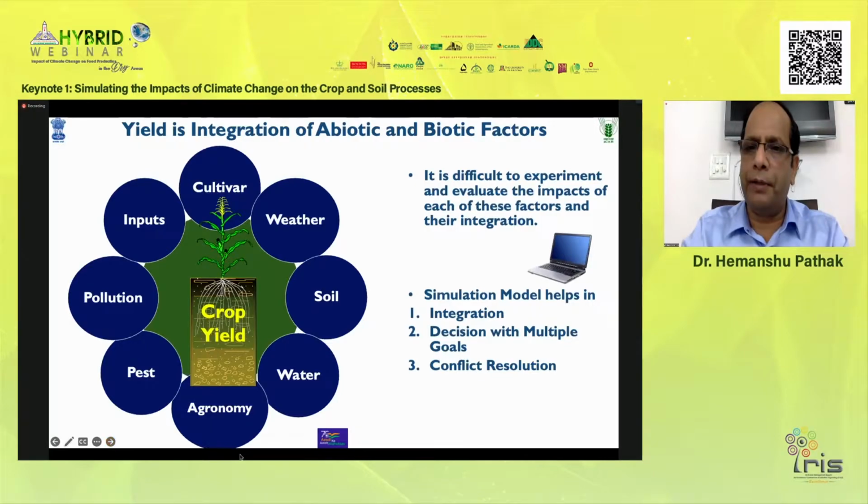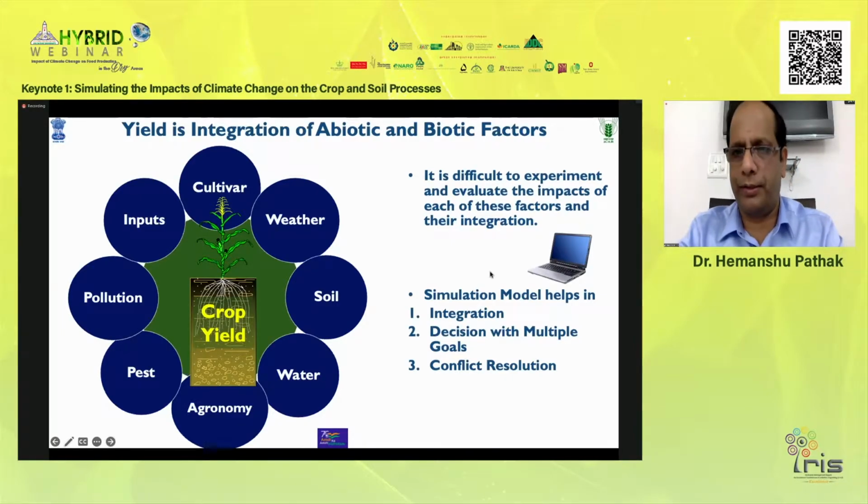Now, it is really very, very difficult for any ordinary human being to experiment and evaluate the impacts of each of these factors. And of course, it is more difficult to integrate their combined effects. It is really very difficult to experiment and also to evaluate. But using simulation models, with the help of modern information and communication tools and mathematical approaches, we can really achieve those. We can really integrate. We can make some decisions with multiple goals, and we can also resolve conflicts when there is a conflict of interest, when there is conflict in terms of which particular economic sector is to be promoted or not promoted. All of these things can be evaluated and assessed using simulation models.